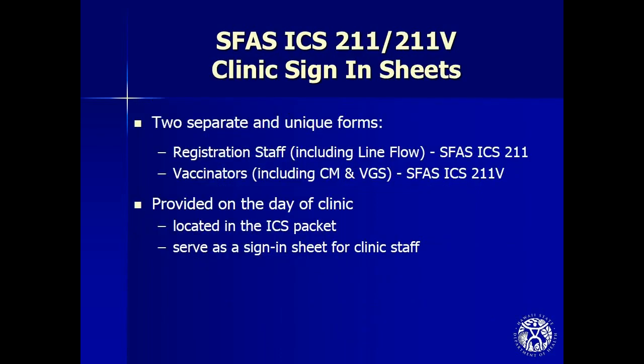There are two separate and unique forms used for documentation of assigned clinic staff and attendance, and they serve as the clinic sign-in sheet for each clinic. The ICS 211 is used for all registration staff, including line flow personnel. The ICS 211V is for vaccinators, including the clinic manager and vaccine group supervisor. Both of these forms will be provided on the day of clinic and will be located in the ICS packet.